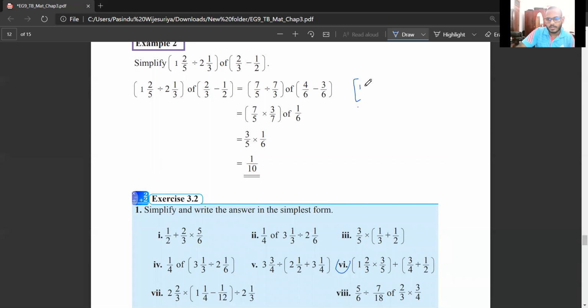It's open bracket 1 2/3 into 3/5, plus 3/4 plus 1/2. First, BODMAS.